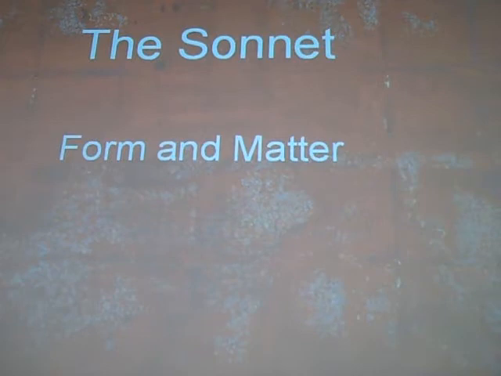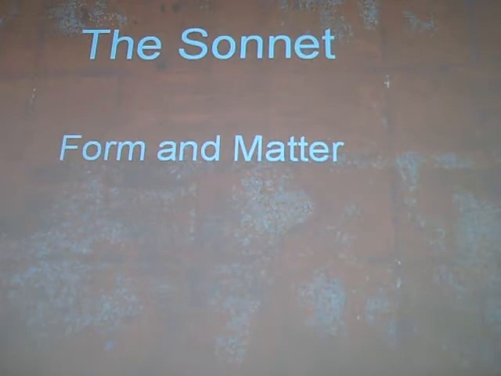Anything else about the sonnet? We're going to see all this anyway, so don't worry. For example, how long is a line in a sonnet? Do we know that? Well, this is one of the things we're going to see.